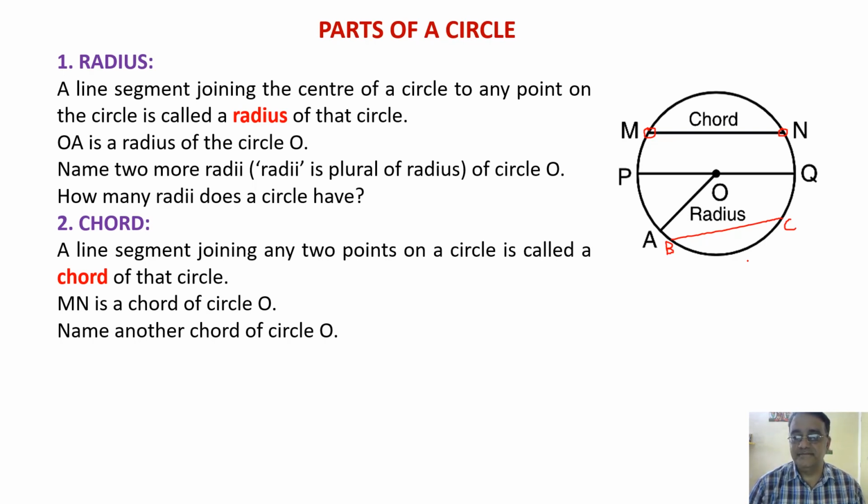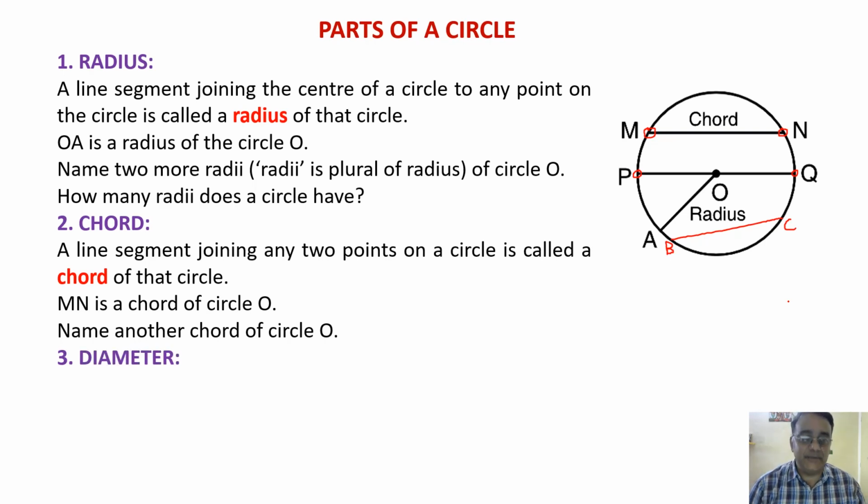Just now I told. ON. No, not radius, chord. A chord must have two points on the circle. PQ. Right, PQ and BC. Okay, so now the third, this is the second part.